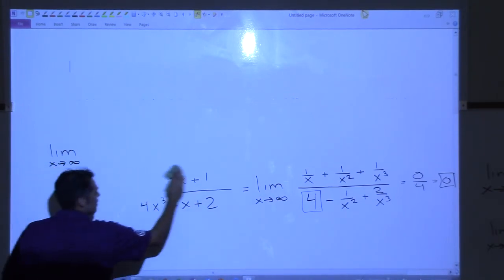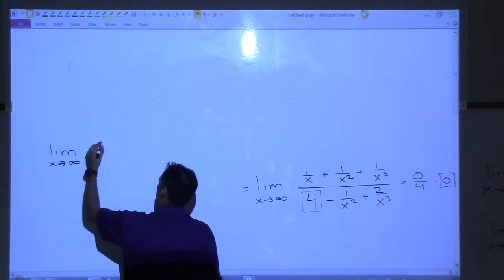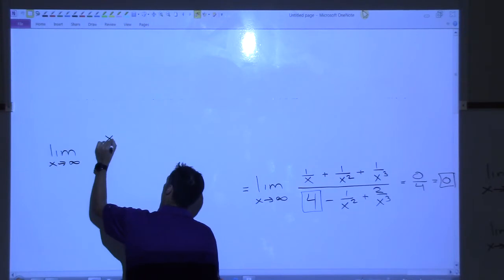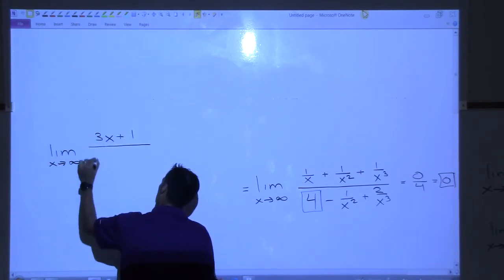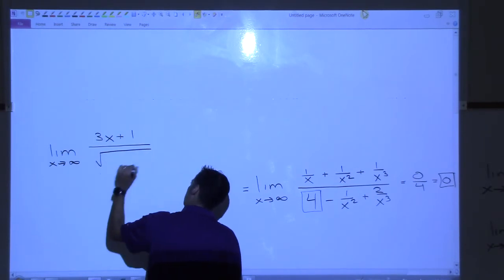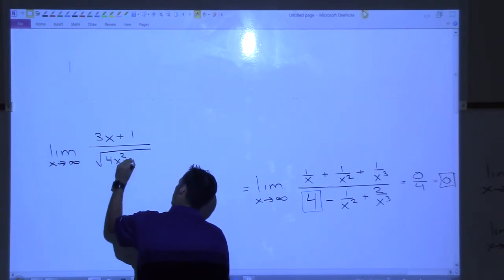Yes. Okay. All right, so now let's try this one. How about the limit of 3x plus 1 over the square root of 4x squared plus 9.